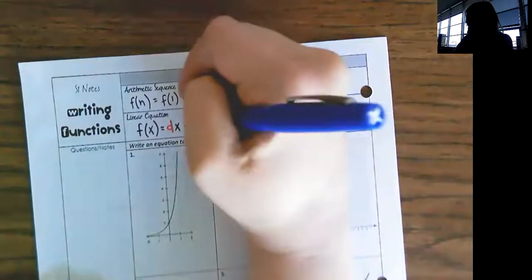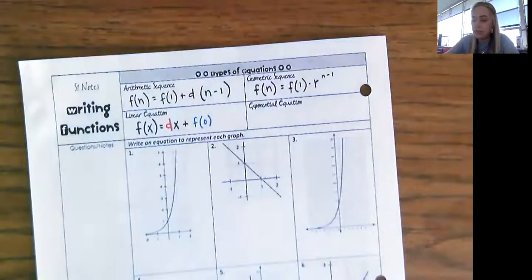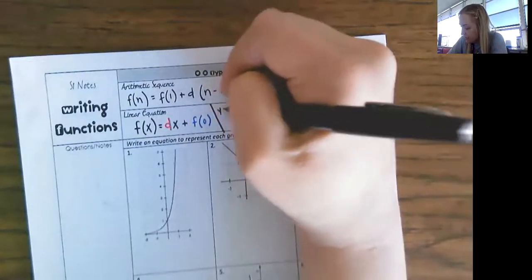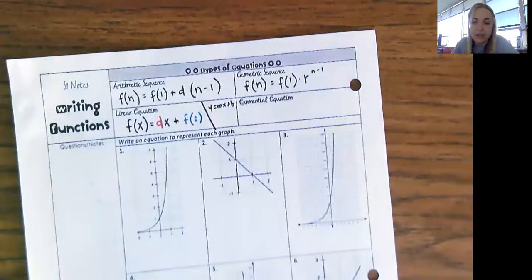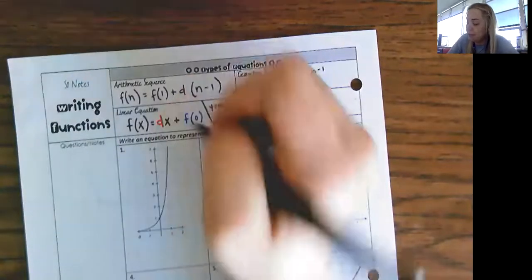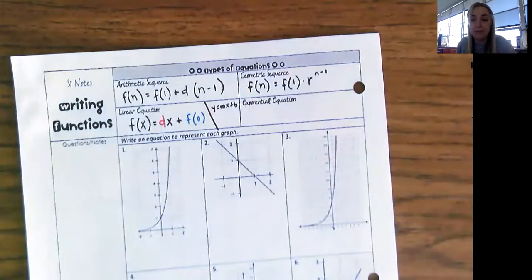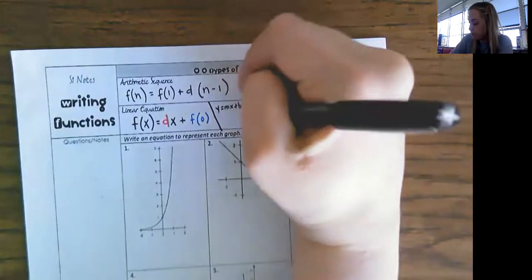f of 0. Well, what is f of 0? That's just the starting point. So another thing that we sometimes call this is y equals mx plus b. That's what these equations are looking like. But you have your starting point being added on the end and your change, your rate of change, being multiplied in front of x.